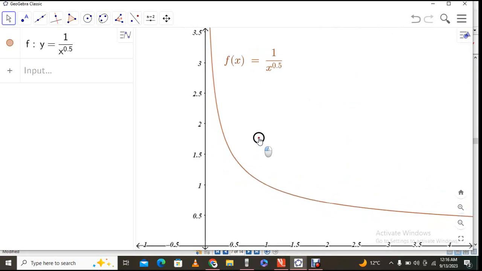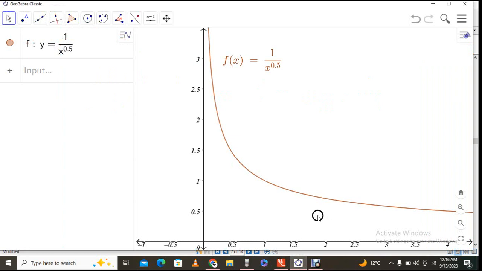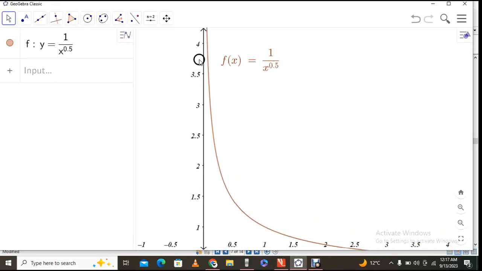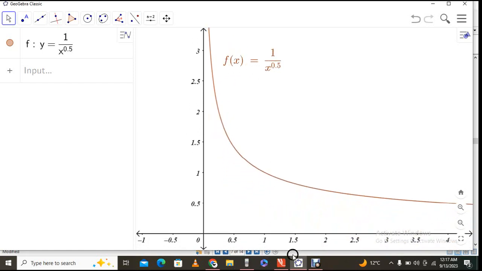What you'll realize is that when we are asked to integrate this, we need to find the area under the graph. So it is basically the area under the graph here. But here's the thing: the y-axis, which is the line x equals 0, is an asymptote, which means this function gets closer and closer and never actually cuts there. And it makes sense because x cannot equal 0.